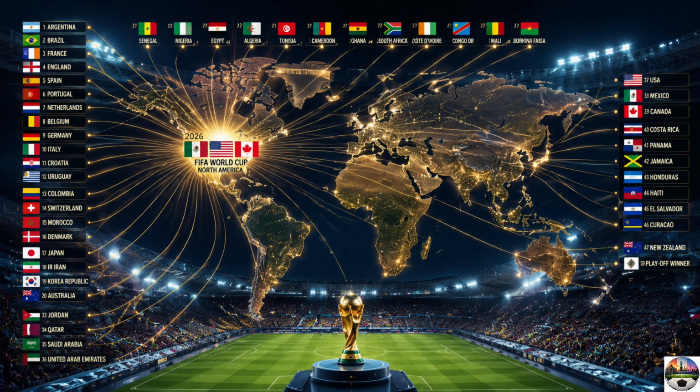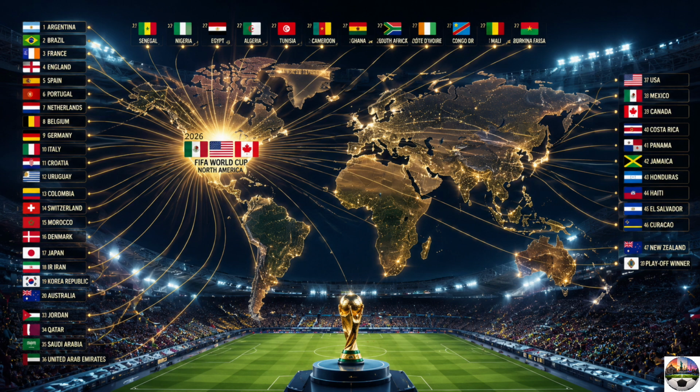But FIFA expanded the tournament for 2026. Now there are 48 nations competing. The tournament consists of 12 groups, each containing 4 teams. The top 2 teams from every group automatically advance to the knockout stage. In addition, the 8 best third-place teams also move on. This means more countries have a chance to participate. New nations can make history. Fans get more matches than ever before.